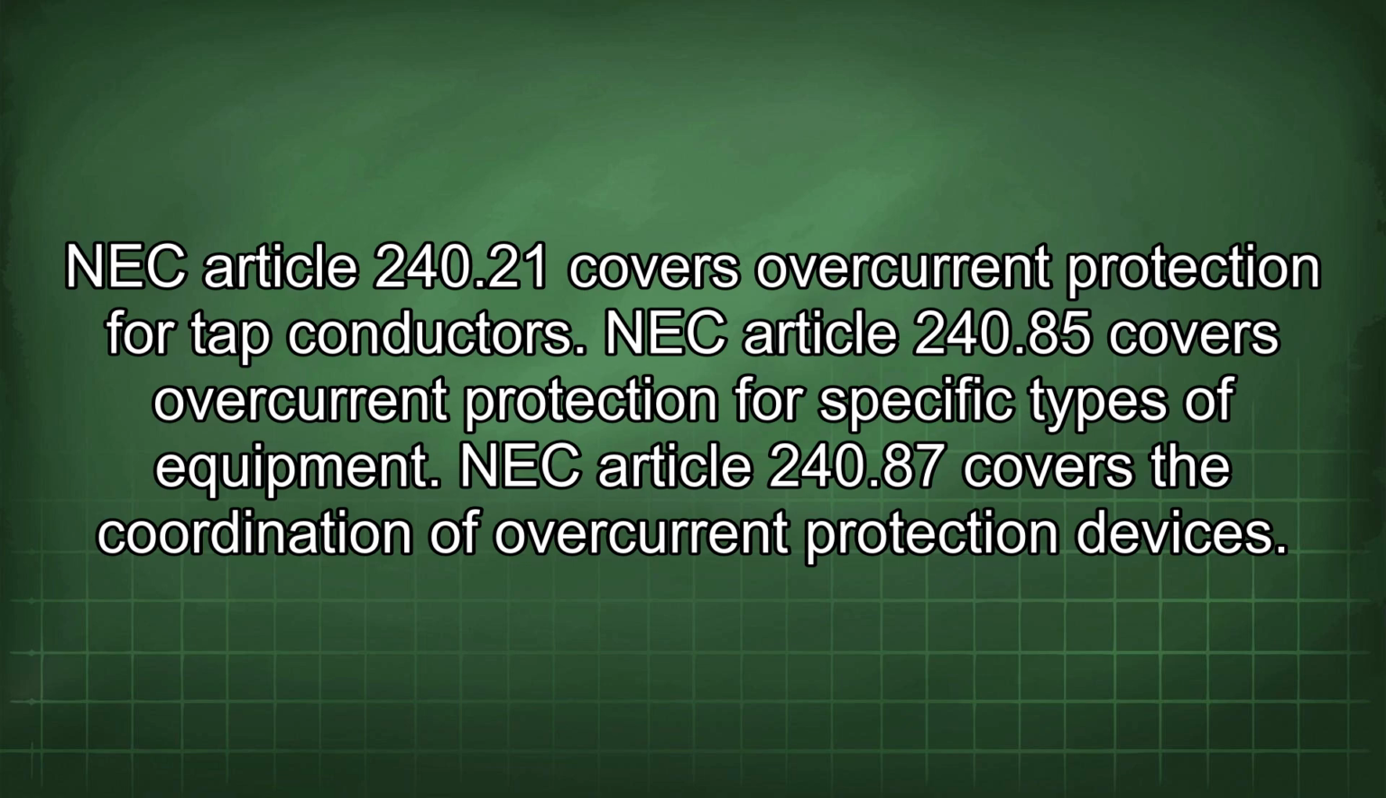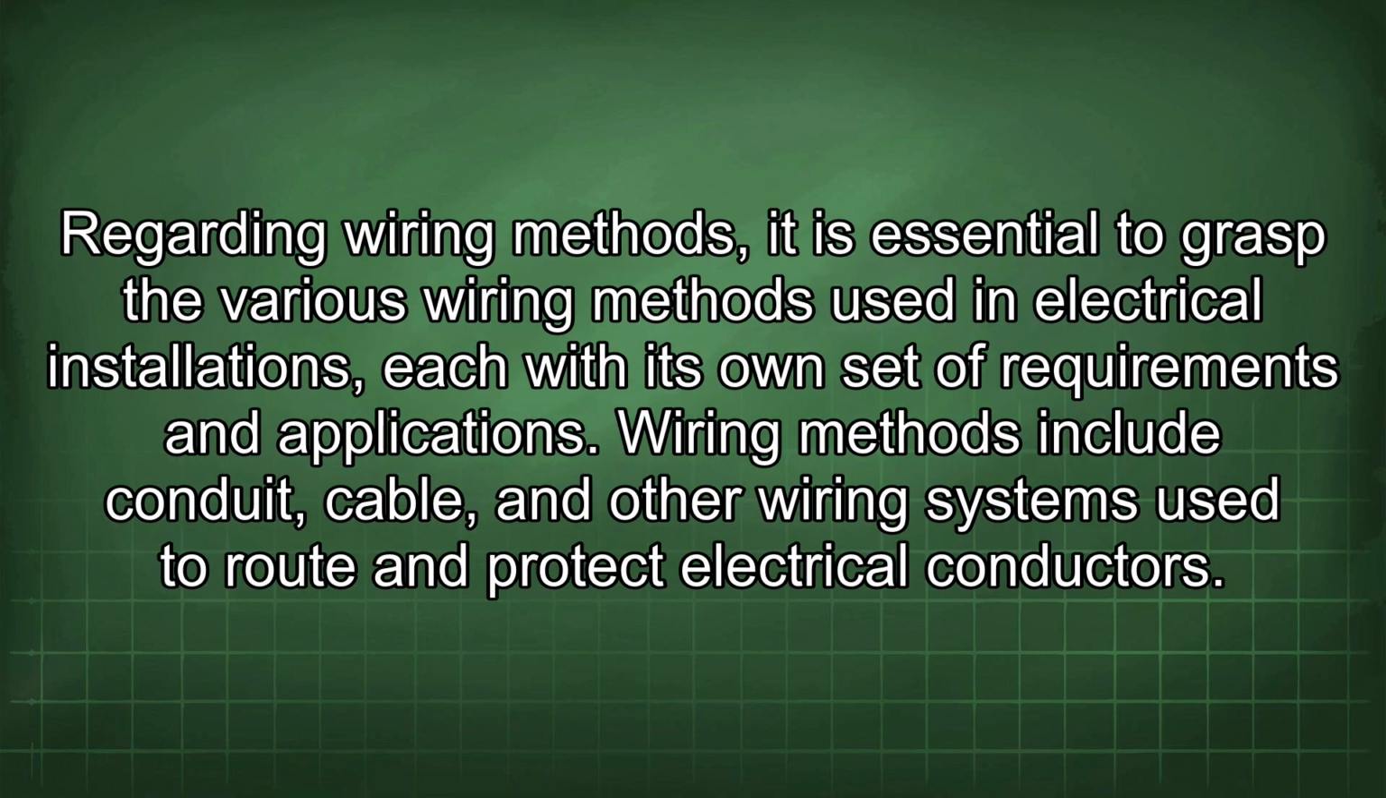NEC Article 240.87 covers the coordination of overcurrent protection devices. Regarding wiring methods, it is essential to grasp the various wiring methods used in electrical installations, each with its own set of requirements and applications.